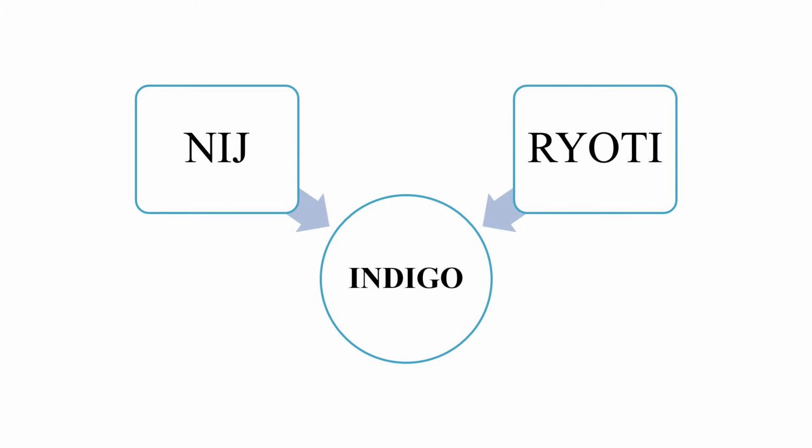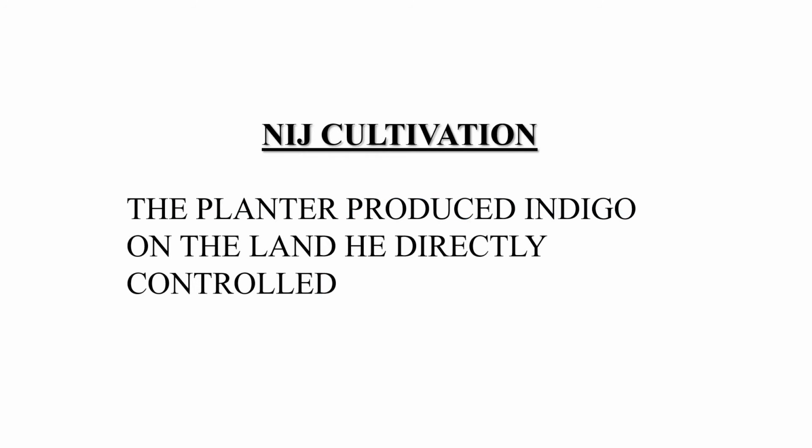There were two main systems of indigo cultivation. One was the nij system and the other was the ryoti system. Within the system of nij cultivation, the planter produced indigo in lands that he directly controlled. He either bought the land or rented it from other zamindars and produced indigo by directly employing hired laborers.